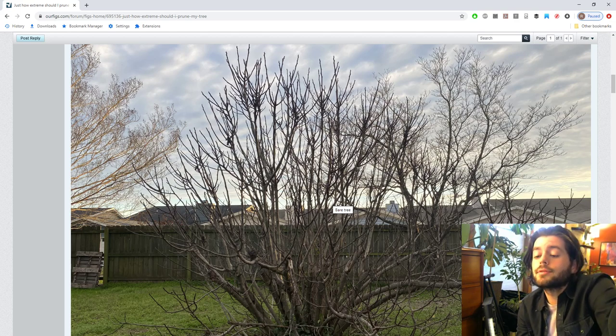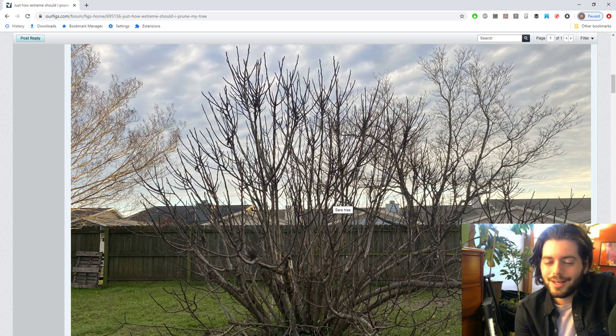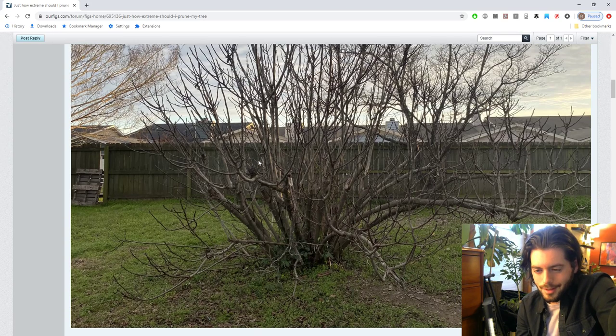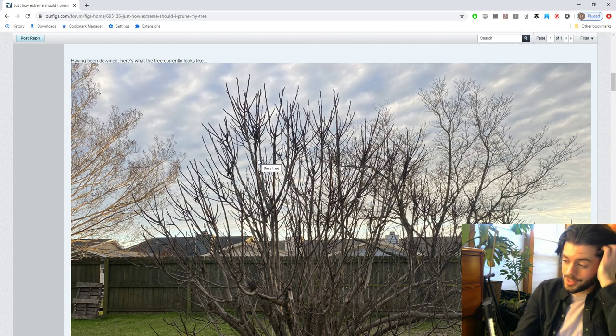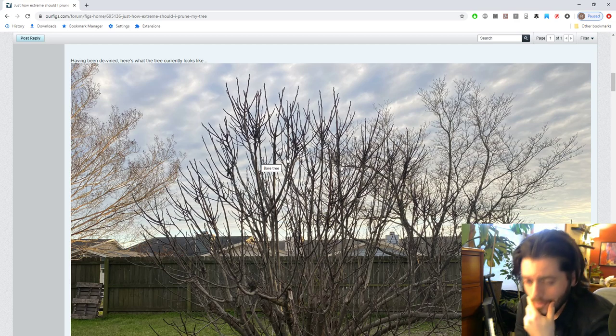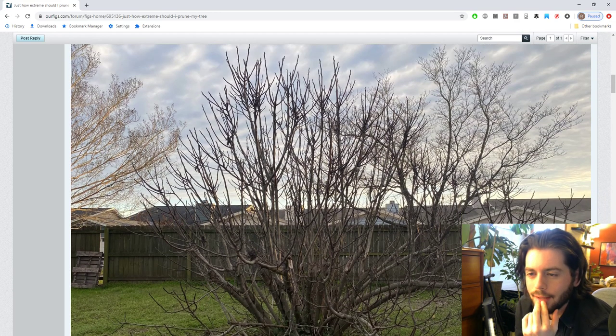My personal preference is that I would let this tree be as tall as possible so I can get as many figs as possible, and I would enjoy it, assuming the birds don't come in here and eat everything. But I doubt they can eat every single fig off of this tree. So the point is that I would probably not touch it all that much.